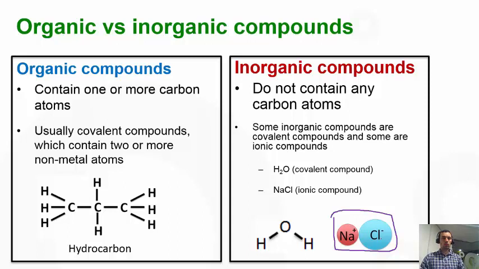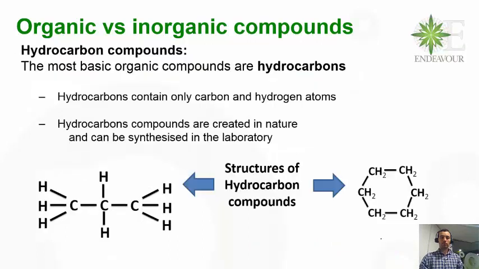So in general, we can say that organic compounds are going to be covalent, whereas inorganic compounds may either be covalent or ionic. But usually, or more often than not, they are ionic, but there can be some covalent ones as well. But remember, the easiest way to distinguish between organic and inorganic compounds is just to look at whether they contain carbon atoms. Have carbon atoms, organic. Do not contain carbon atoms, inorganic.